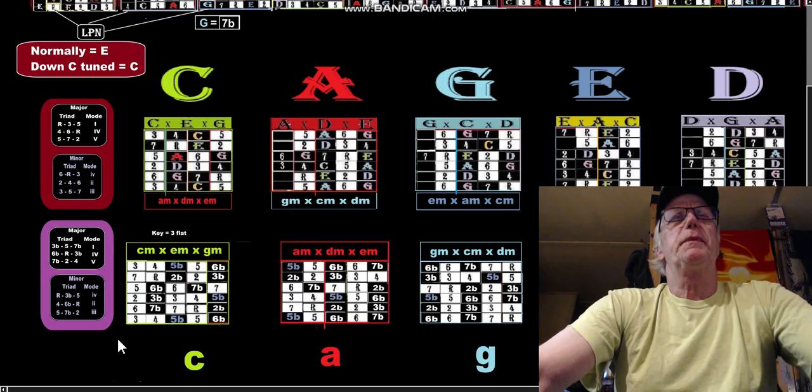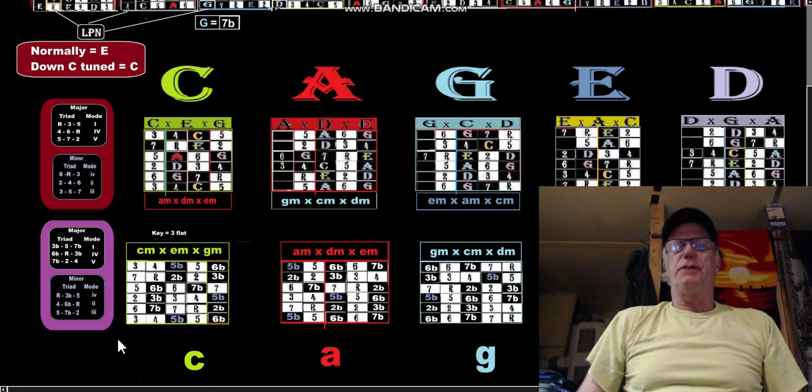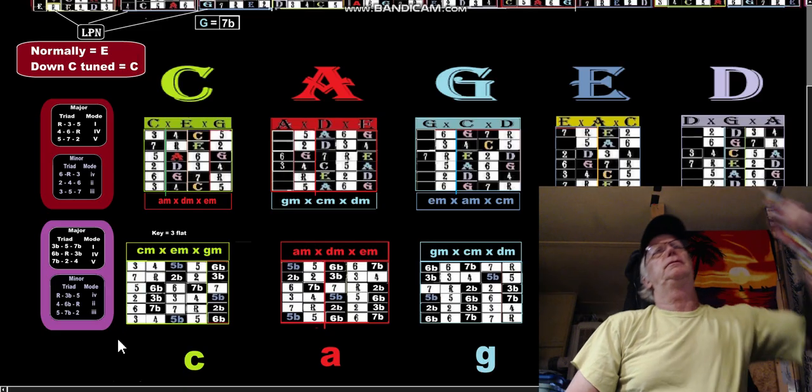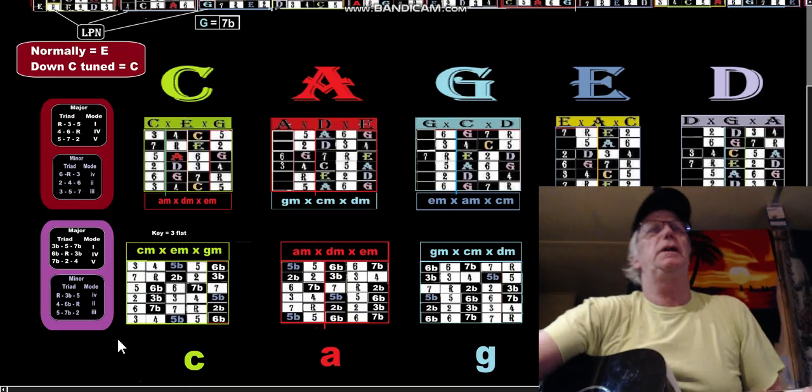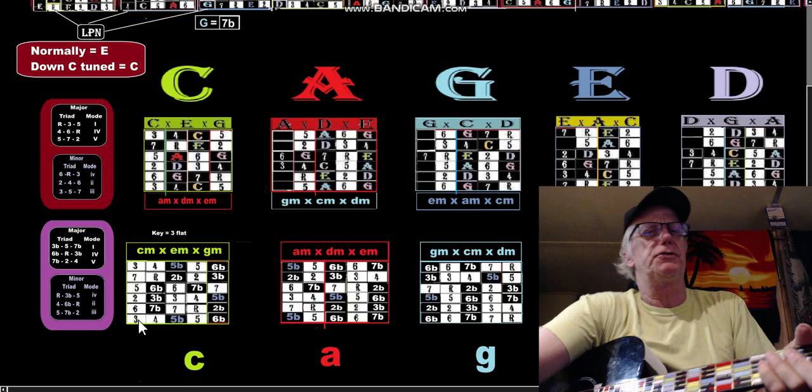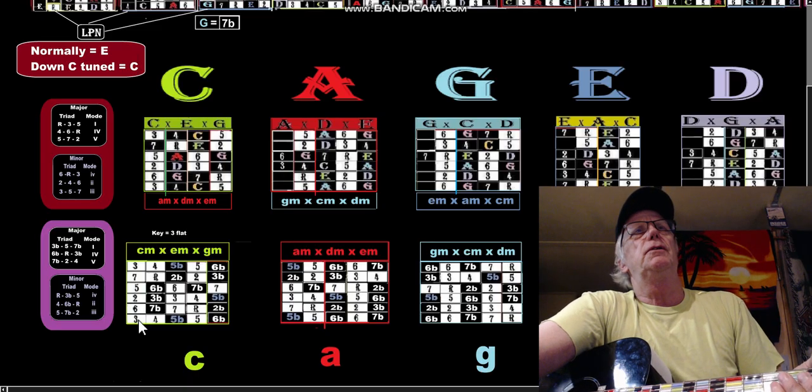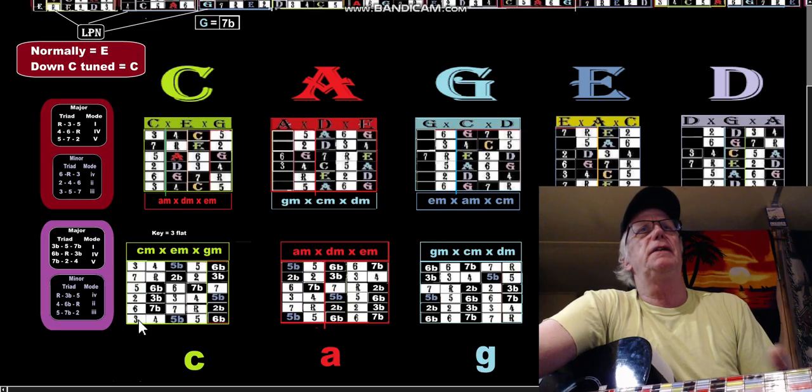So how are we going to do that? Us guitarists, as guitarists, we're going to have to not use this open string, okay? Because it is the second flat of the key V flat.